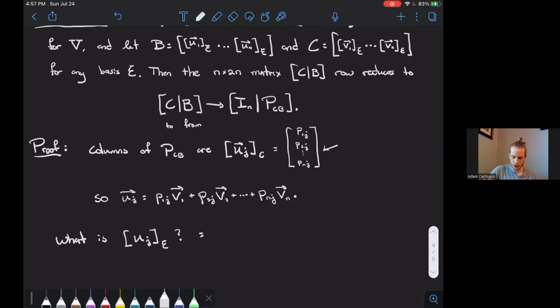Well, that's literally this with respect to E, right? But that just requires us to do a bunch of linear combinations of the vj's, or rather the coordinate vectors of the vj's, each written with respect to E, whatever our basis E is. So p1j times the coordinate vector of v1 with respect to E, plus dot dot dot, all the way up to pnj times the coordinate vector of vn with respect to E.